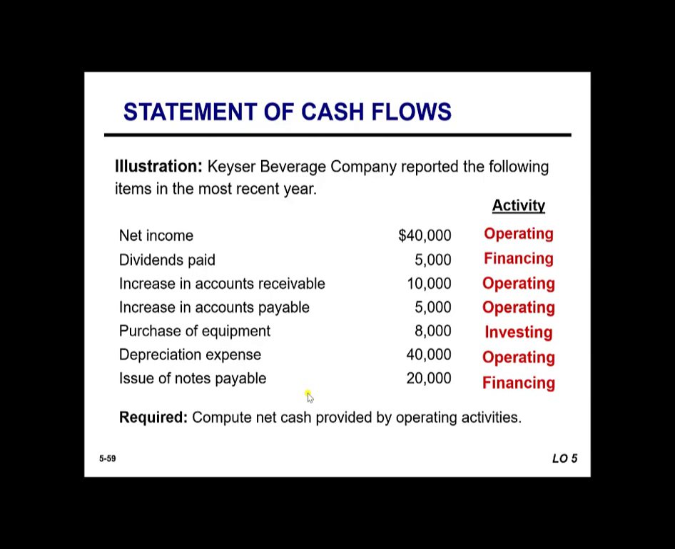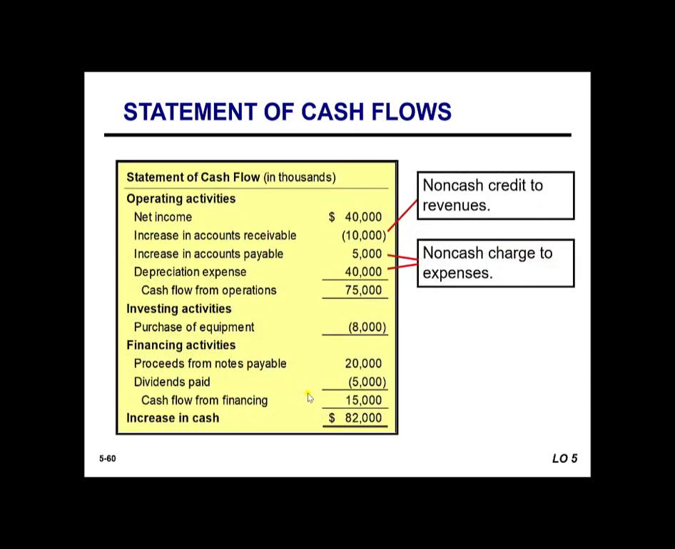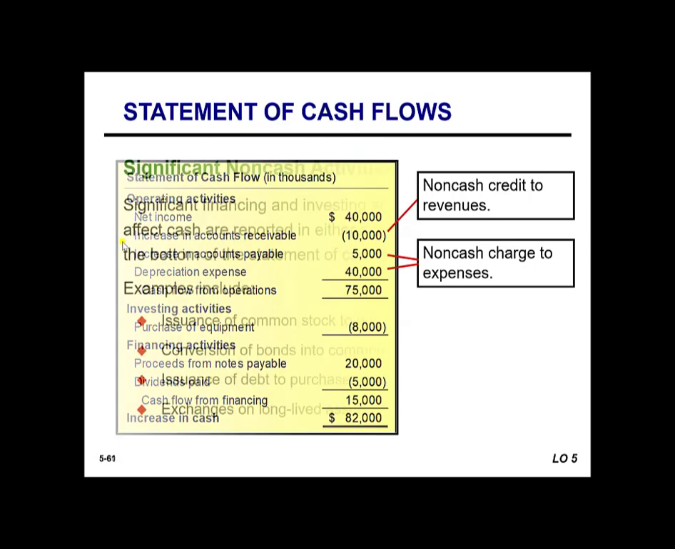Here's an example: compute the net cash provided by operating activities. Here's a statement of cash flows in thousands. You have your non-cash credit to revenue of $10,000 and non-cash charge to expenses of $45,000 in your operating activity section.